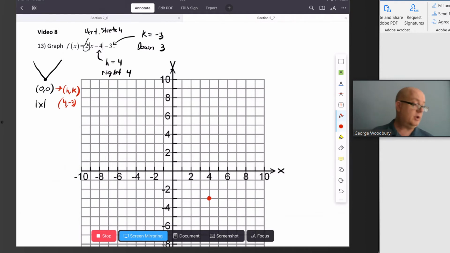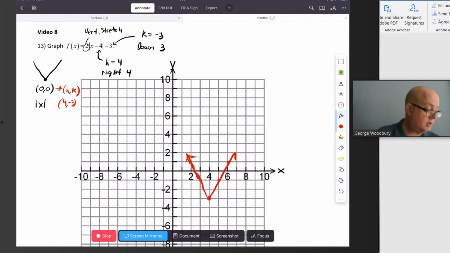The only thing I've got to worry about is normally this function moves up 1 unit, up 1 unit over. But because I've got this stretch factor of 2, it's actually going to take jumps of 2 each time it moves out. So up 2 over 1, up 2 over 1, up 2, 1 to the left, up 2, 1 to the left, and so on. There is a quick sketch of the graph: 2 times the absolute value of x minus 4 minus 3.